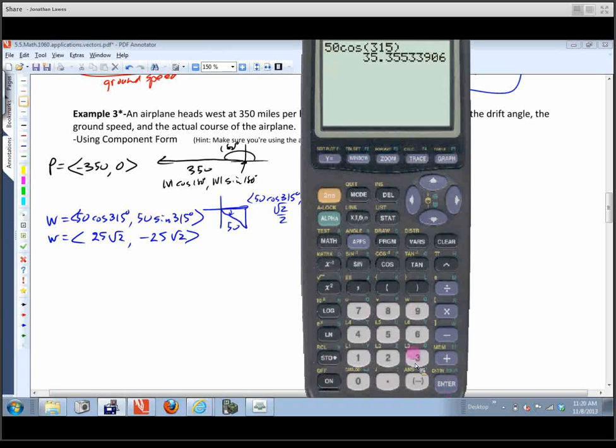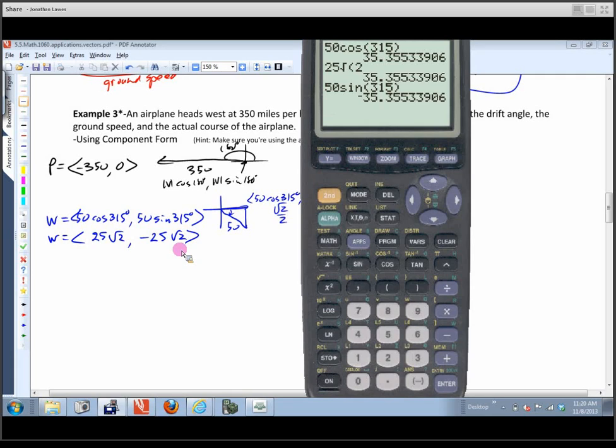Okay? For the heck of it, let's check out what 25 radical 2 is. There we go. And if I recall that, all I'm going to need to do is change this to a sign. It's going to be the same number, and it's going to be negative. So I've got the right thing there.